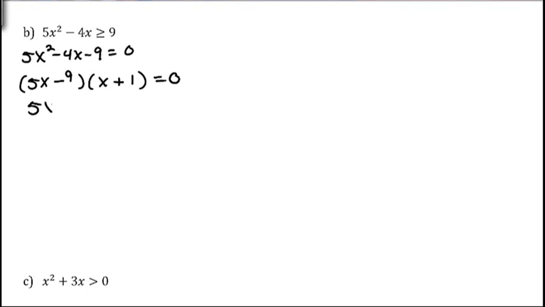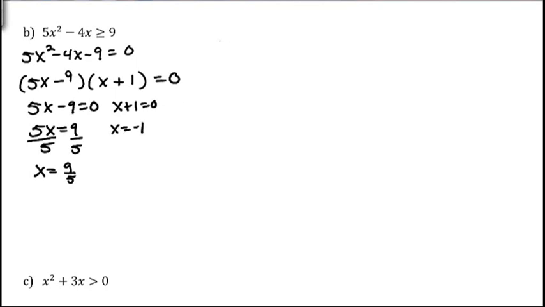So then set these two factors equal to 0. Add 9 to both sides, we get 5x equals 9, and then divide by 5. And so we get x is equal to 9/5. And set x plus 1 equal to 0. You get x equals negative 1. So on my number line, I'm going to put the two numbers negative 1 and 9/5.